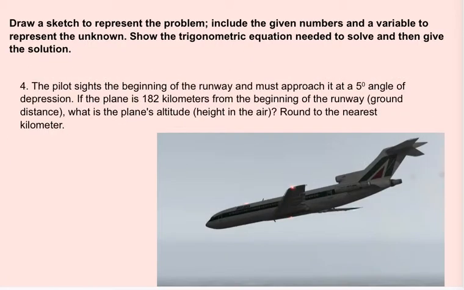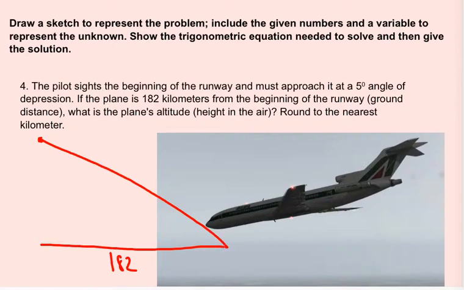So the pilot sights the beginning of a runway, must approach it at a 5-degree angle of depression. The plane is 182 kilometers from the beginning of the runway. What is the plane's altitude, height in the air, round to the nearest kilometer? So airplane is here. The ground is 182 kilometers away. The angle of depression down here is 5 degrees. That is your angle of depression.